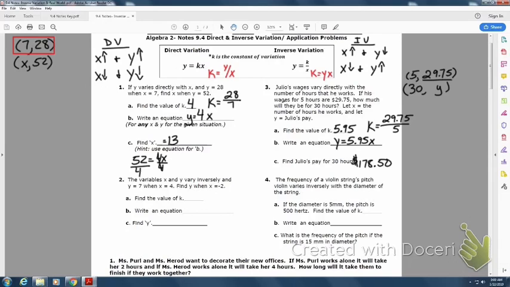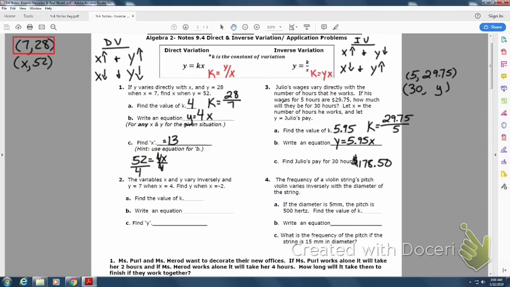If he makes $29.75 working 5 hours, that means if he works 30 hours, is he going to make more than $29.75? Yes. If not, he needs to quit and get another job. Okay, so make sure that the answer that you get makes sense.